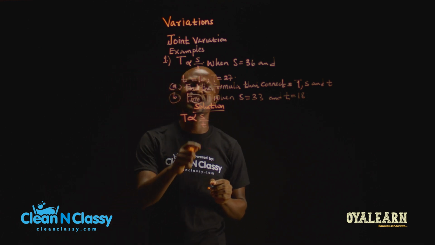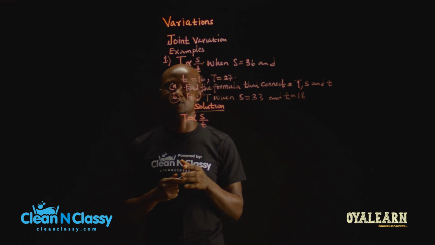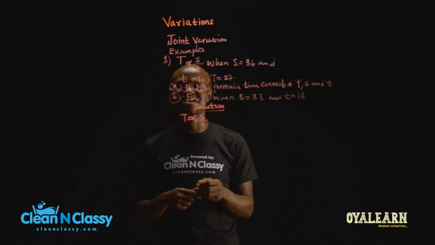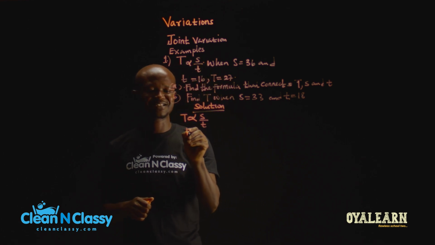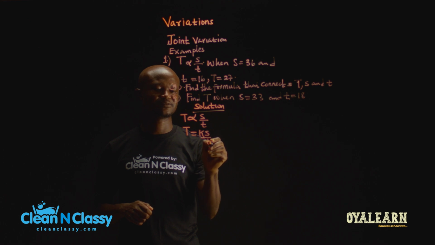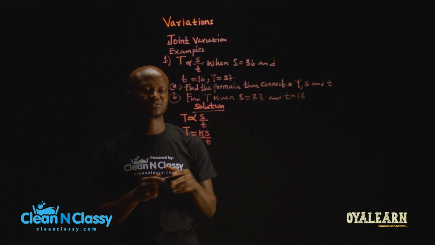Now, we need to change this symbol to an equality symbol. In that case, we are going to introduce the constant of variation. It means that T will be equal to kx over t. We have introduced k, the constant of variation.